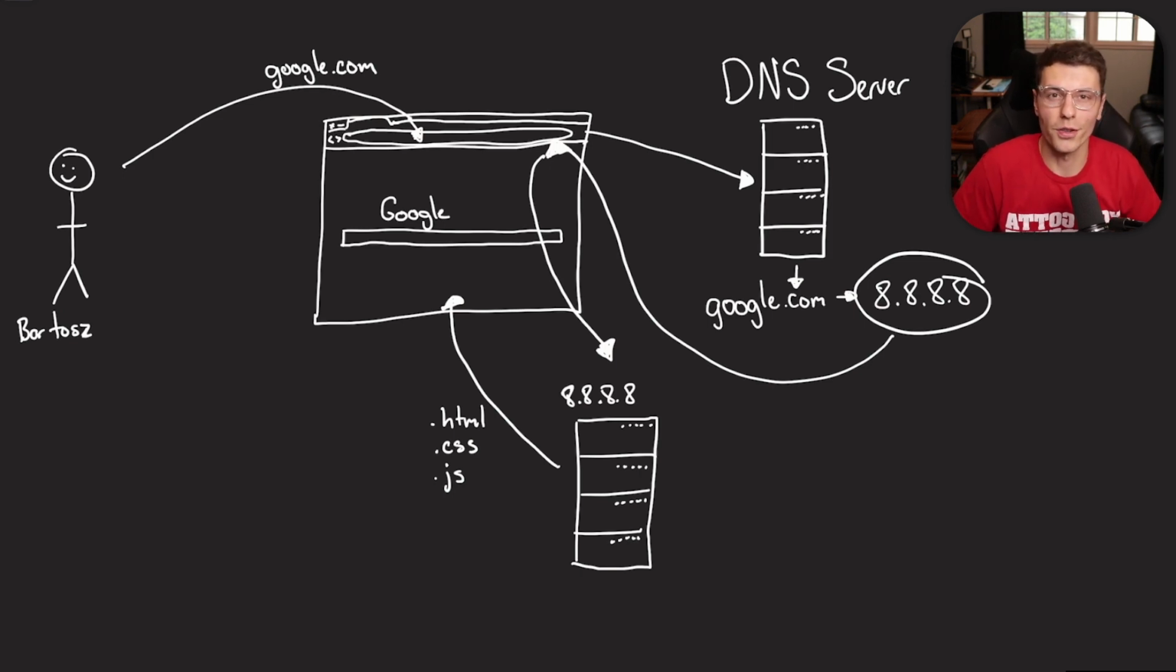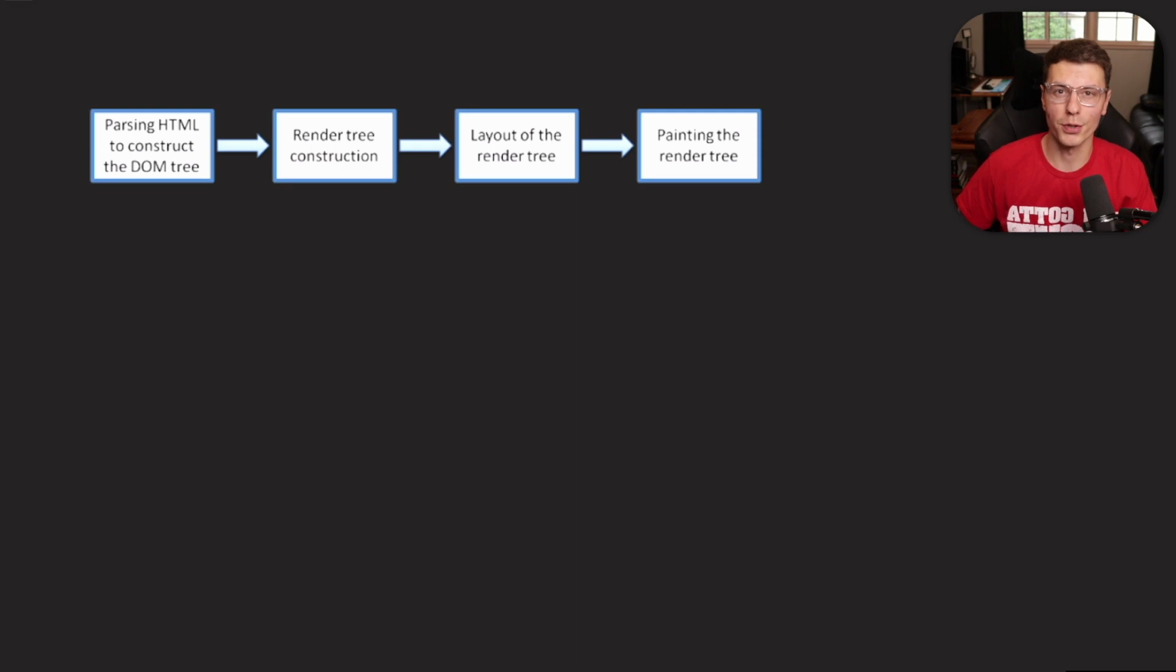But now how does it go through these actual files that it retrieves and turn them into pixels you could actually see and interact with on the screen? This is the actual process your browser goes through to actually paint those pixels. First, it needs to parse the HTML and create this thing called a DOM tree. We'll cover what that is.